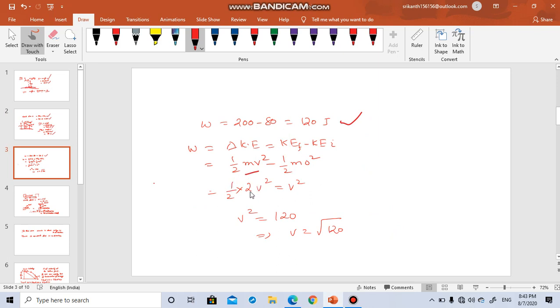So the mass given is 2. So half into 2 into v square. Finally, you are getting work as v square here. But you already calculated work. How much is it? 120 joules. So you can equate this and this. So v square is equal to 120. Why are you equating? Because both are works only, no? Same work. You are just writing it in two different ways. So here you are getting v equal to root over 120 meter per second.